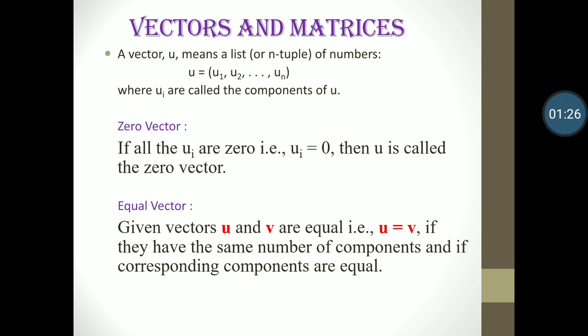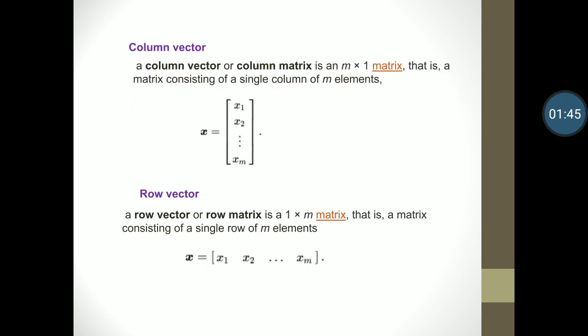Second one is equal vectors. Given vectors u and v, if all the members of u and all the members of v are equal, then we can say they both are equal vectors. We can denote it by u is equal to v.